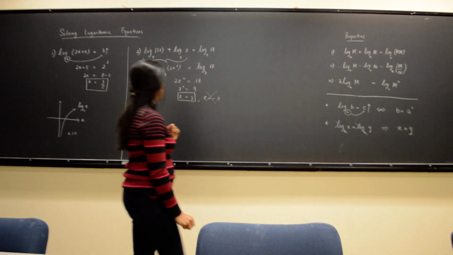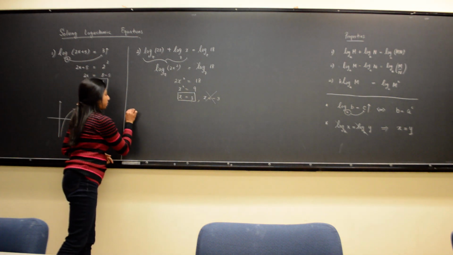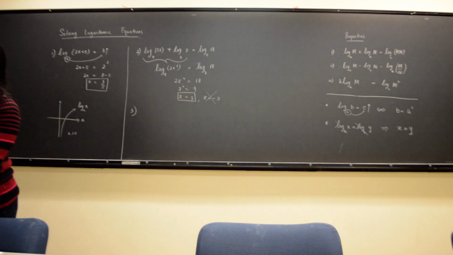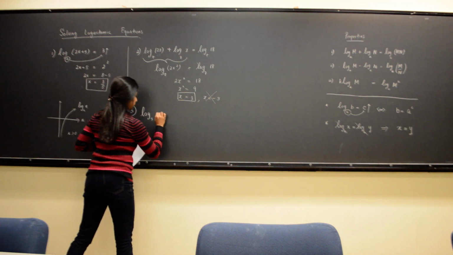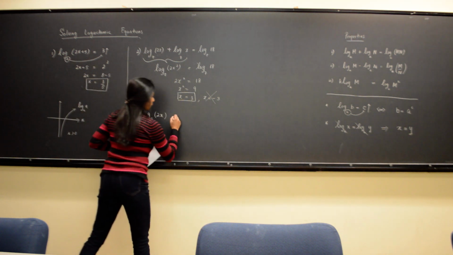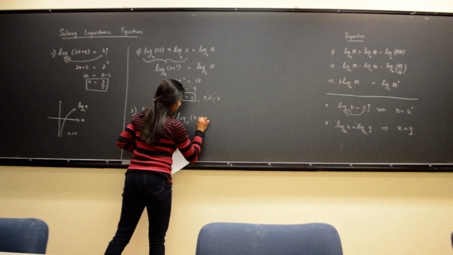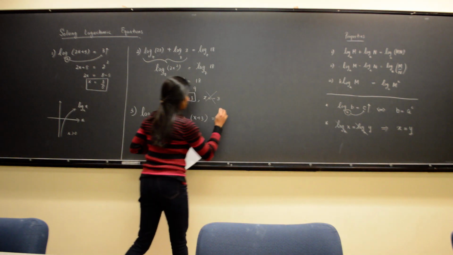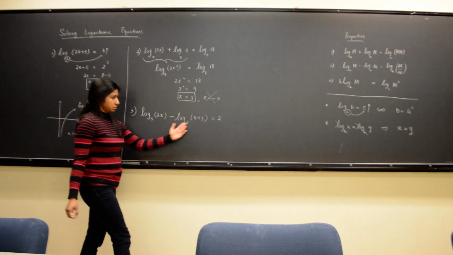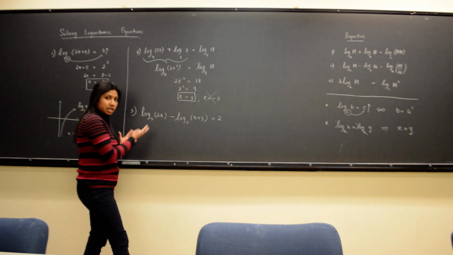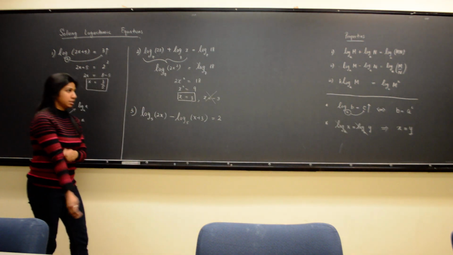So we will do another example, to make it understandable. This one: log to the base 5 of 2x, now we have a difference, minus log to the base 5 of x plus 3, equal to 2. Okay, now you can see this side involves log terms. Here we have a constant. Seems like we can convert it into this form, and we can solve it in this way.